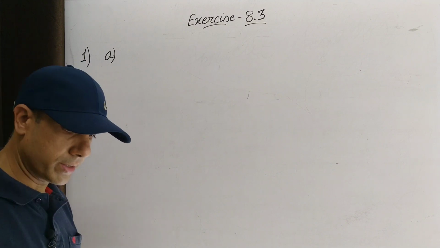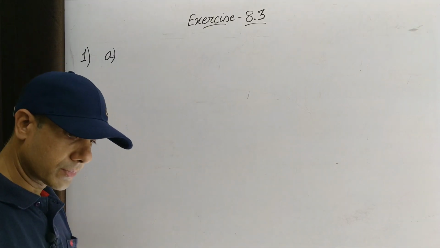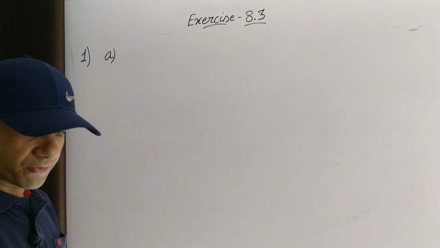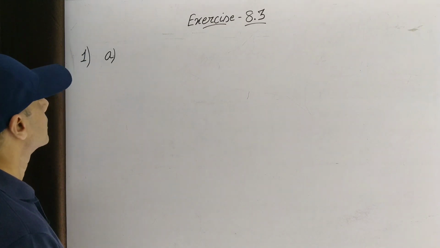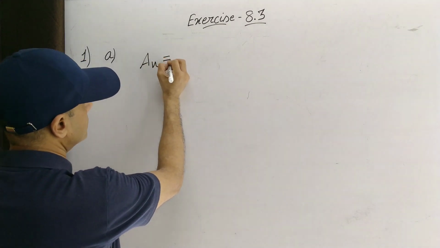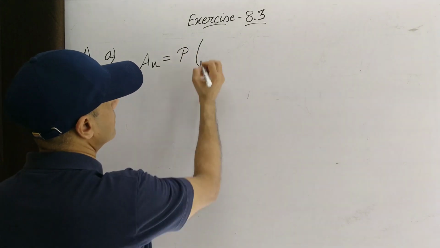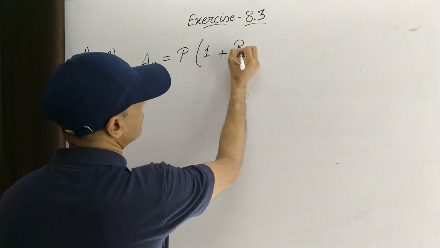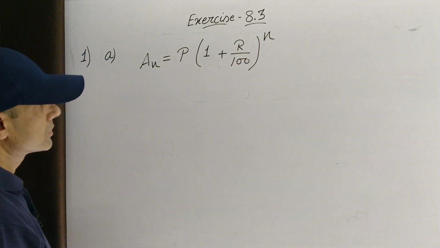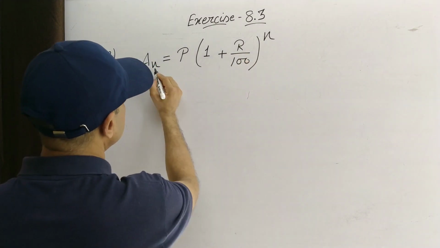So question number 1, calculate the amount and compound interest on part A, 10,800 for 3 years at 12.5% per annum compounded annually. So the amount at the end of n number of years is equal to the principal amount multiplied by 1 plus rate of interest divided by 100 to the power n. So if it is compounded annually, then this indicates n number of years.